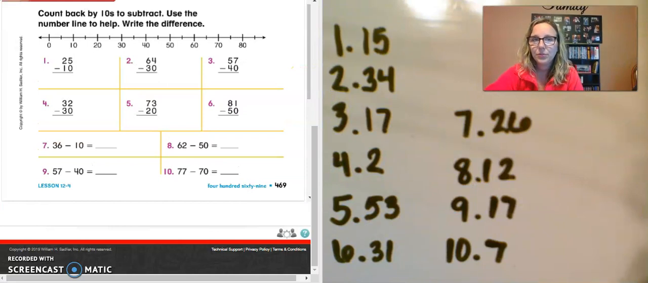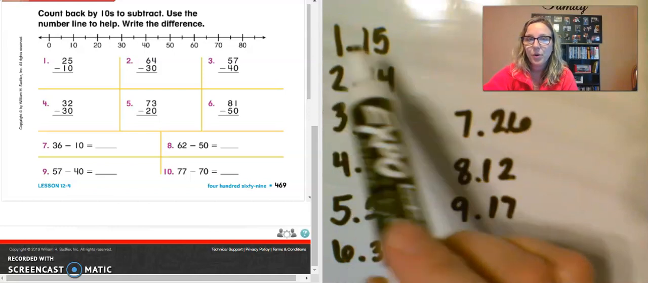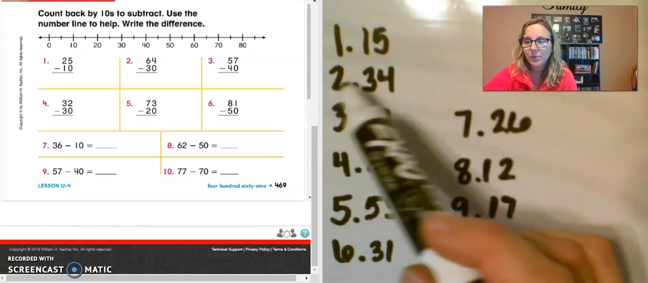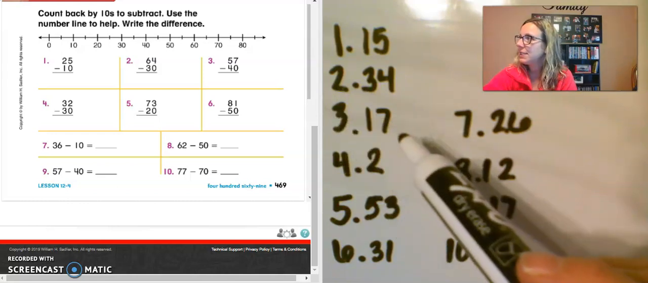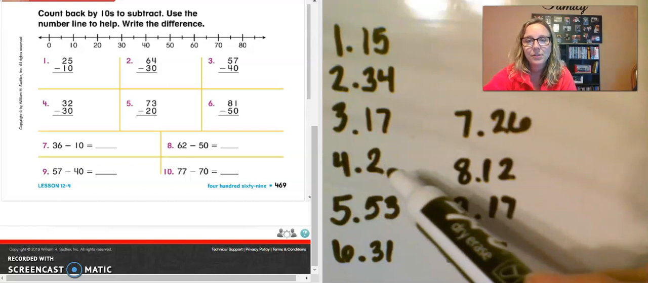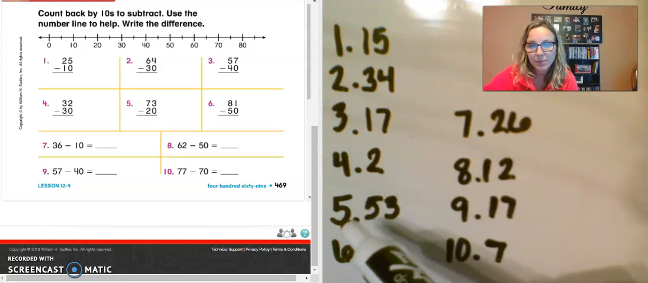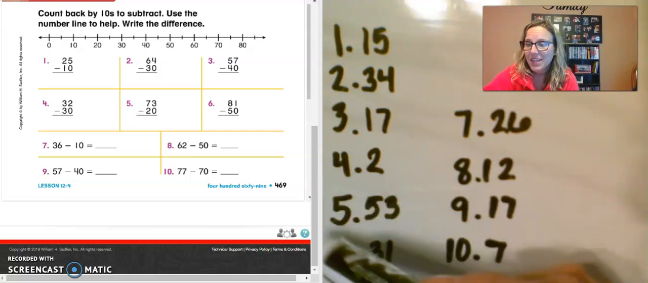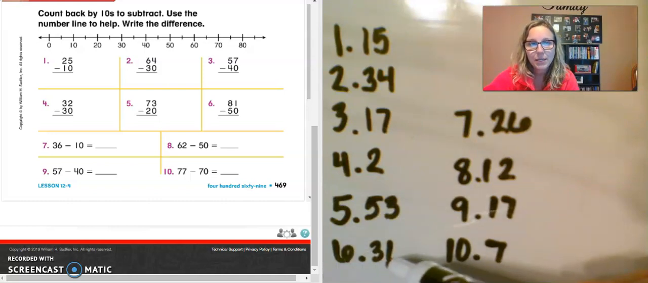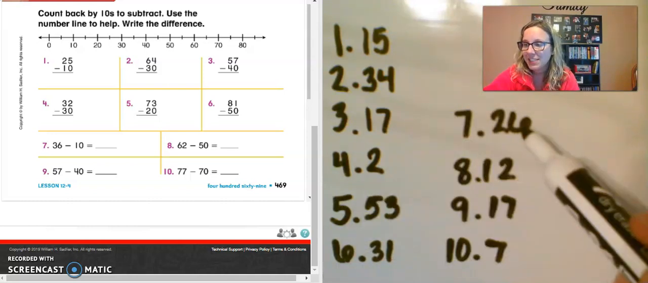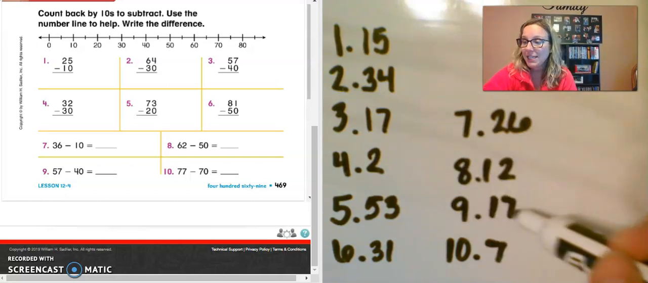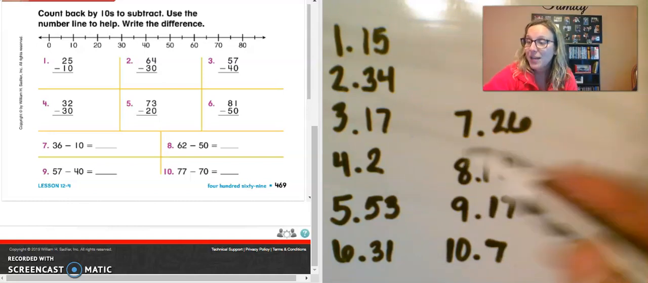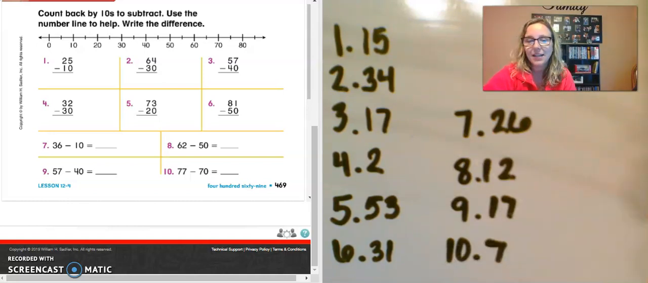All right, boys and girls, here are the answers for the problems on 469. For number 1, you should have gotten 15. For number 2, you should have gotten 34. For number 3, you should have gotten 17. For number 4, you should have gotten 2. The answer for number 5 is 53. The answer for number 6 is 31. The answer for number 7 is 26. The answer for number 8 is 12, 9 is 17, and 10 is 7.